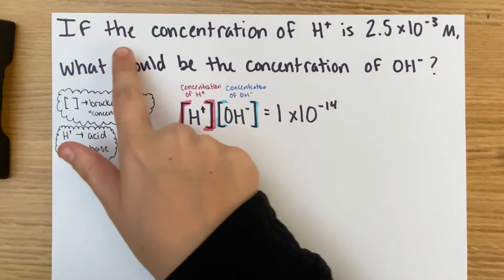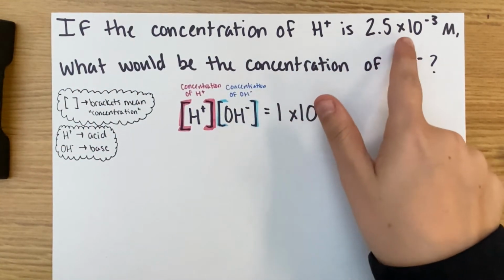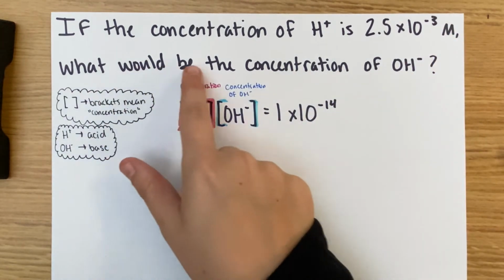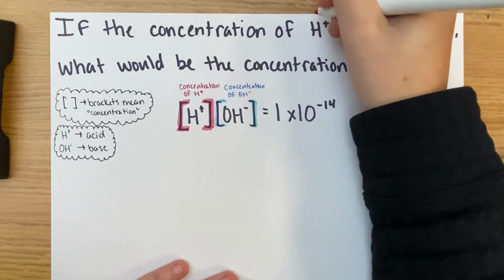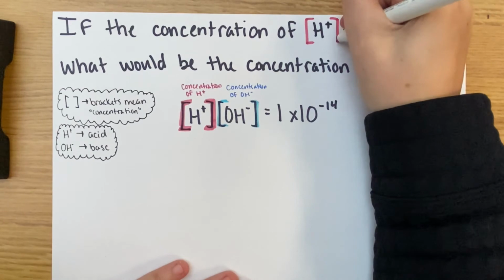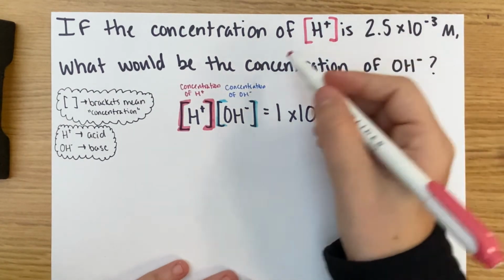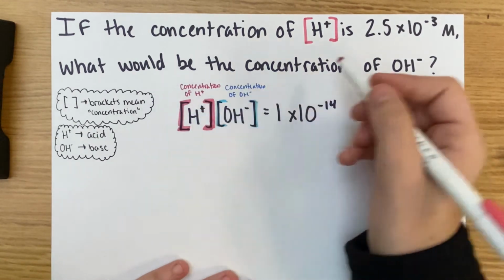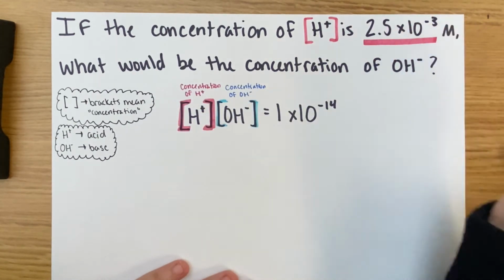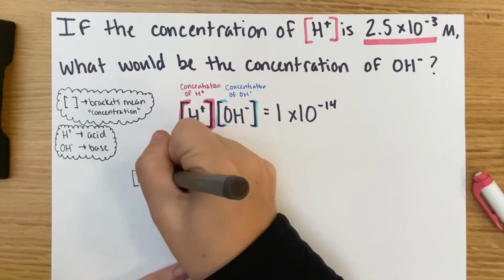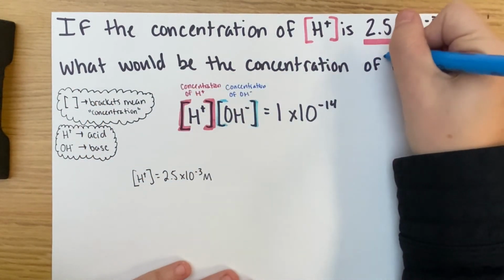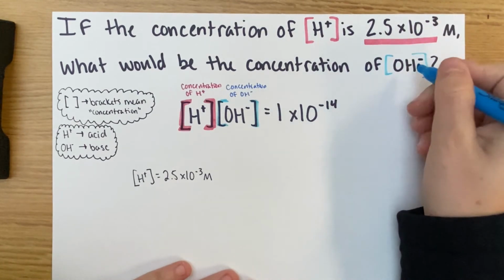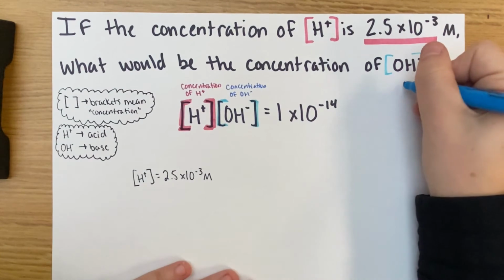So let's look at this question. If the concentration of H plus is 2.5 times 10 to the negative third molar, what would be the concentration of OH minus? Since the question says the concentration of H plus, that's the same thing as putting that in brackets. So we're saying that the concentration of H plus in those brackets is 2.5 times 10 to the negative third. And the question asks, what would be the concentration of OH minus? Again, concentration of just means brackets. So that is the value that we're looking for. That's going to be our X.